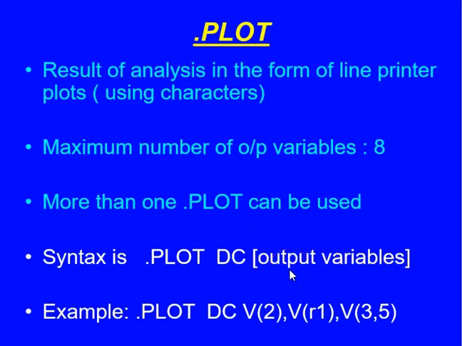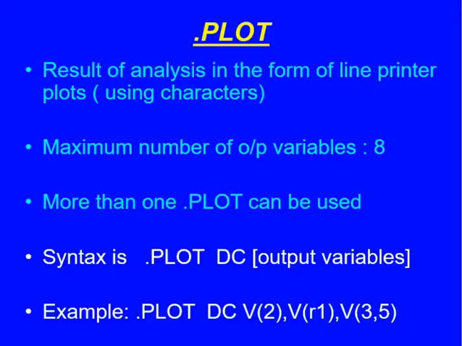and after a space, we can keep the output variables. For example, .plot DC, and the variables we need to plot in the output screen. That output variable we need to write. This V2 means node voltage at node 2. VR1 is the voltage across the resistance R1. V3,5 means voltage between node 3 and node 5.